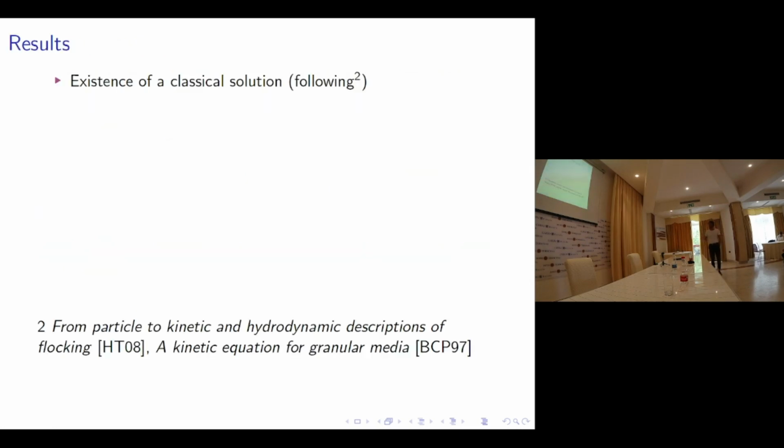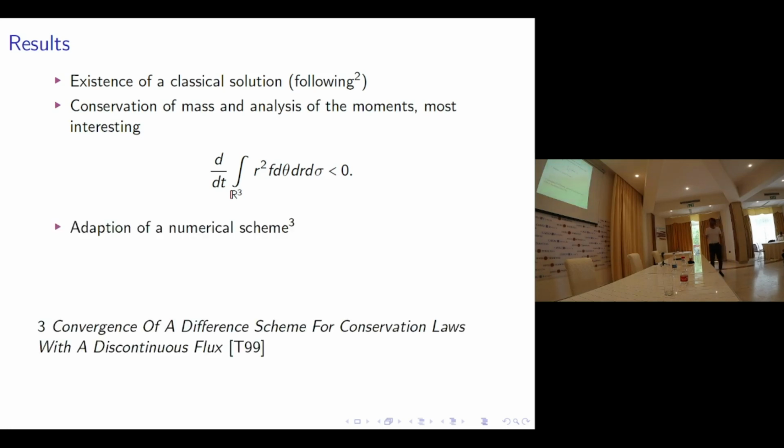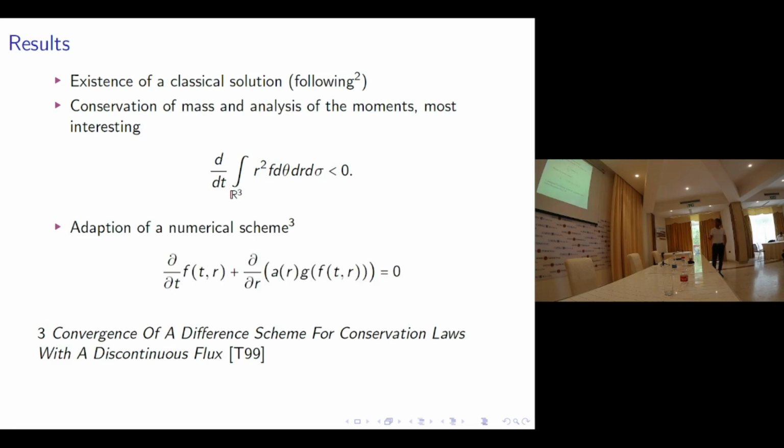Results, just very briefly: we showed existence of a classical solution. We have a lot of conservation properties and moment properties, which mainly use that B and B2 prime are odd. Most interesting is that the variance of the rating, the second moment in the rating, should decrease. So we should again see some contraction in direction R. And we adapted a numerical scheme.